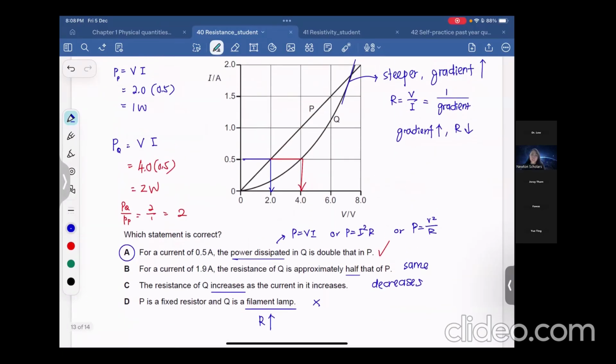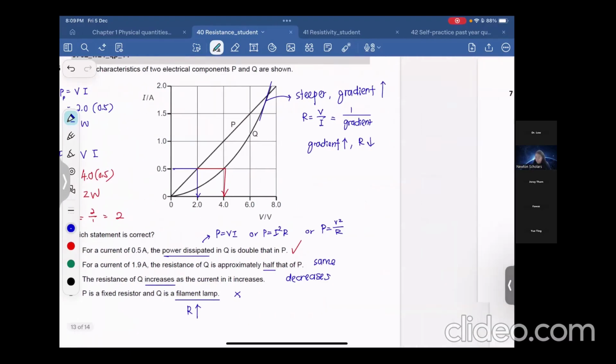So A, B, C, D. Until here, is that clear? If clear, give me a response, then we can proceed. Okay, then we go to the next page.